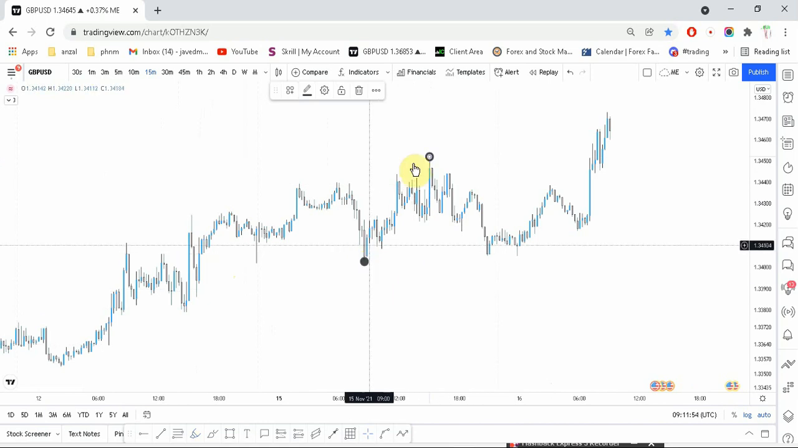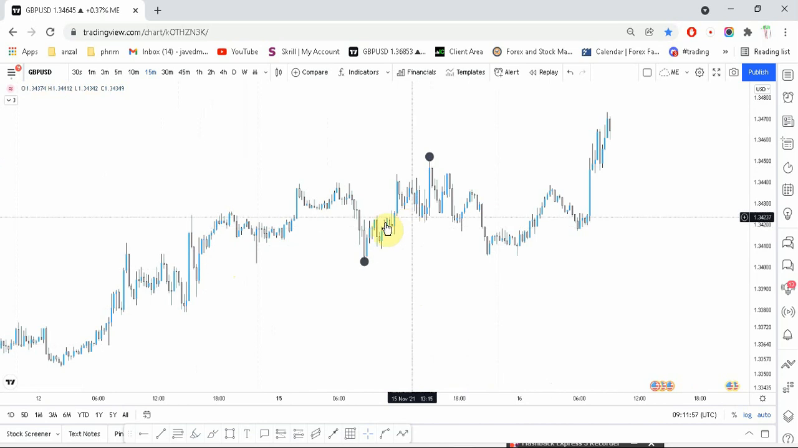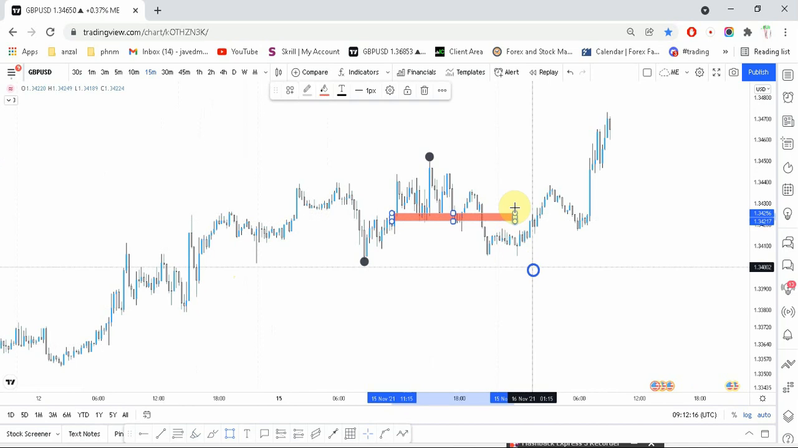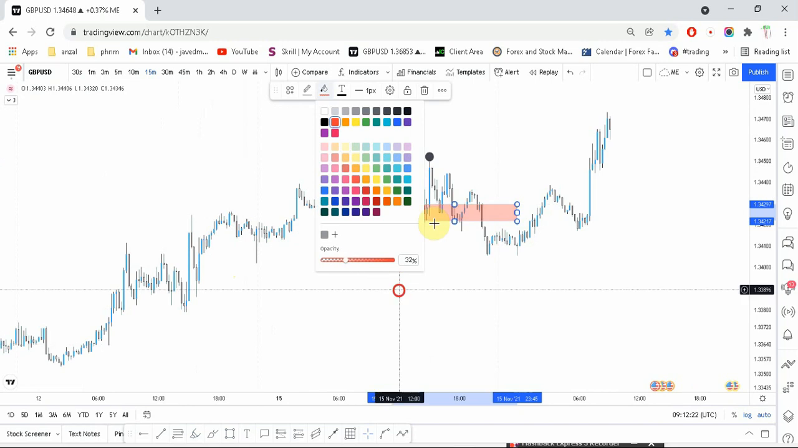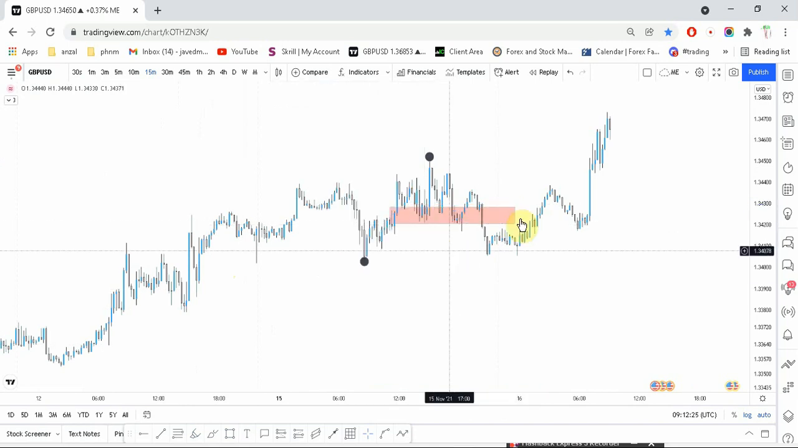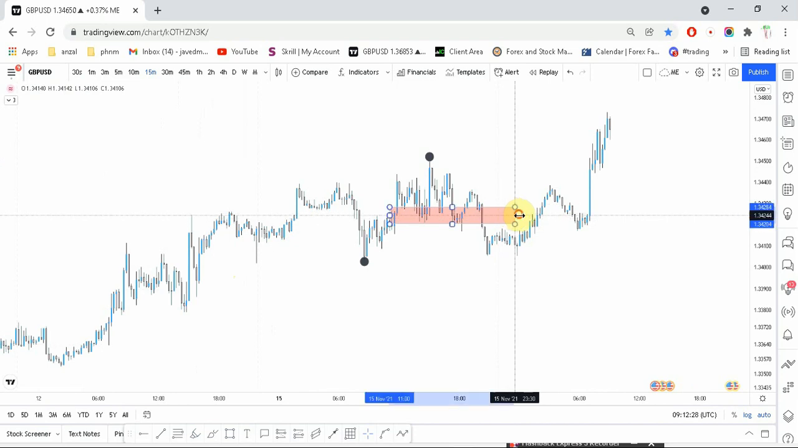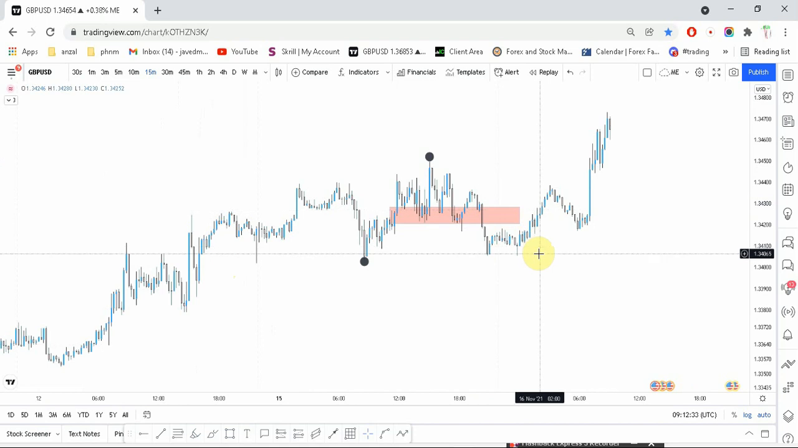Read this low to this high. Read what is happening in this range. Why this auto blow? Why did the market come down deeply? This is shoot and run. Why this? What did I say? I said most of the time, when the market breaks any support and resistance, in future that support becomes resistance and resistance becomes support.